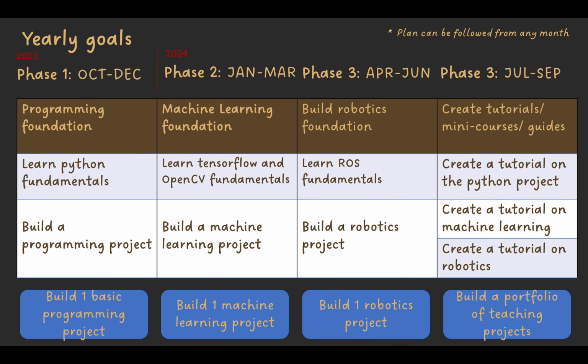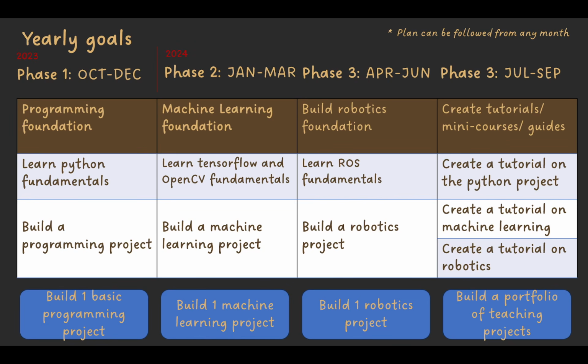And then the next 2 months would be spent in building a programming project of his interest. So within the first quarter, the goal would be to just build one basic programming project. And after that, the goal would be to learn TensorFlow and OpenCV, and that can be learned within a month if you take up a crash course, or if you take up a course by deeplearning.ai or fast.ai, any of the courses that are existing online.